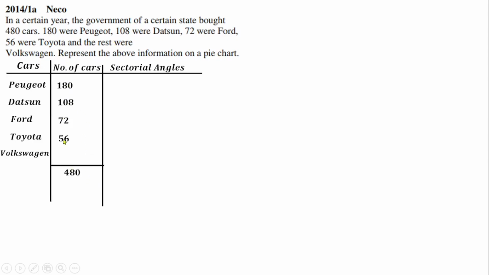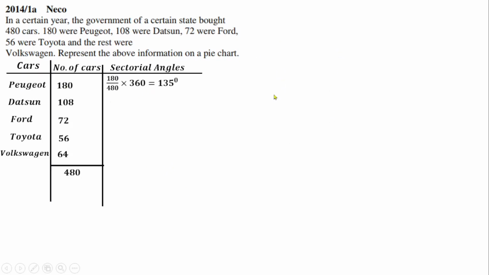So add all these numbers together, then subtract from 480. That will give us 64. So that means we have 64 Volkswagen that were bought also. Now that we have been able to get this, we can present all these numbers of cars as sectorial angles, because that's what we are going to use to draw our pie chart.